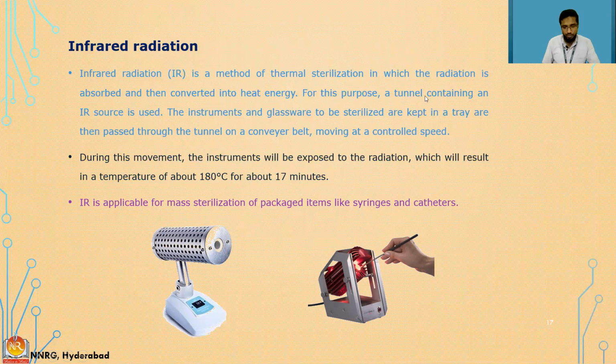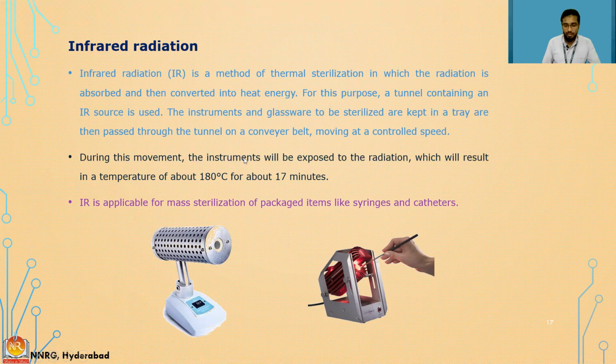For this purpose, a tunnel containing an IR source is used. So you can see this one. There is a hole in this. Into this, the substance to be sterilized is placed. The instrument and glassware to be sterilized are kept in a tray, and are then passed through the tunnel on a conveyor belt, moving at a controlled speed. You can see this rod is being kept into the hole, and the IR ray is exposed. As a result, we get the sterilization process.